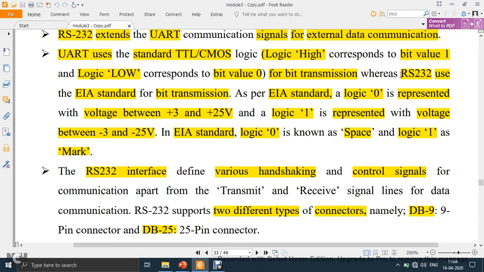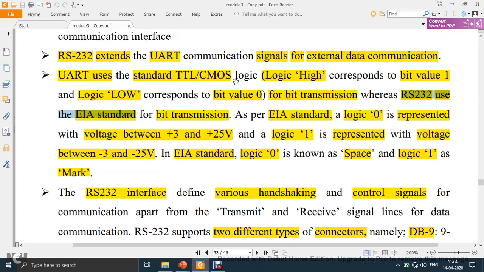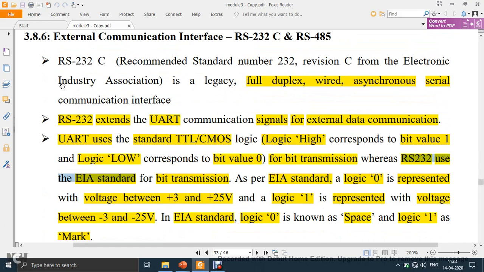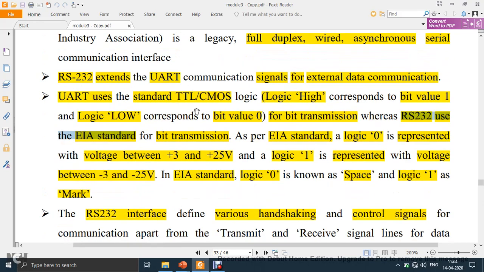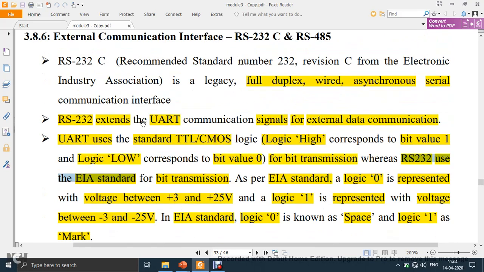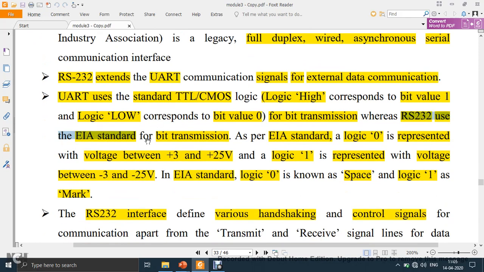But the change in RS-232 is that it uses EIA standards. What is EIA? Electronic Industry Association. That is the EIA standard for bit transmission. Here, a 0 is not represented by a ground potential, but by a voltage between +3 and +25 volts. This is the difference.